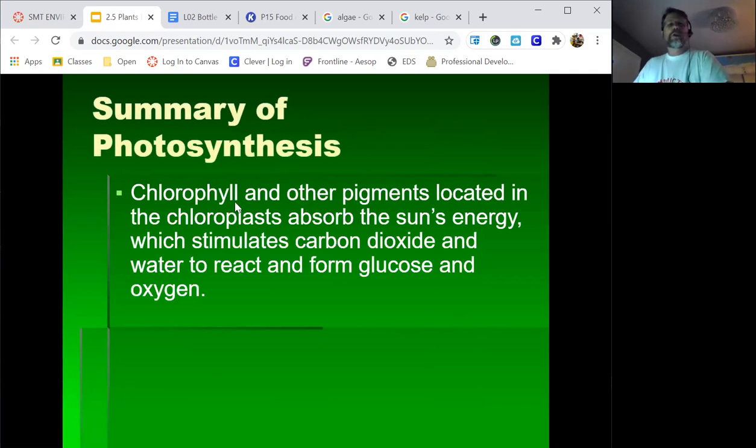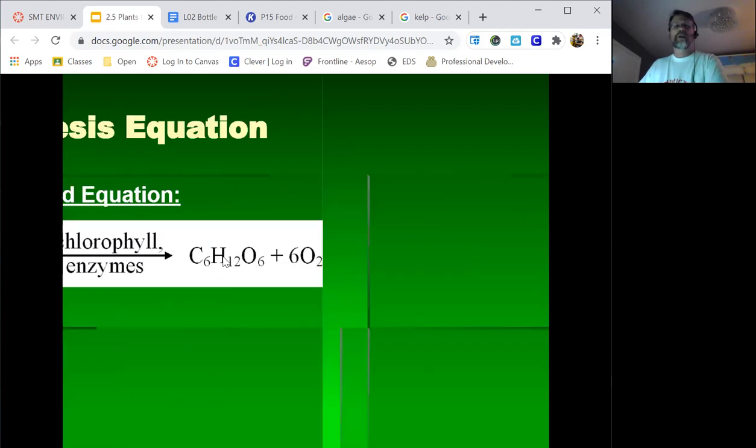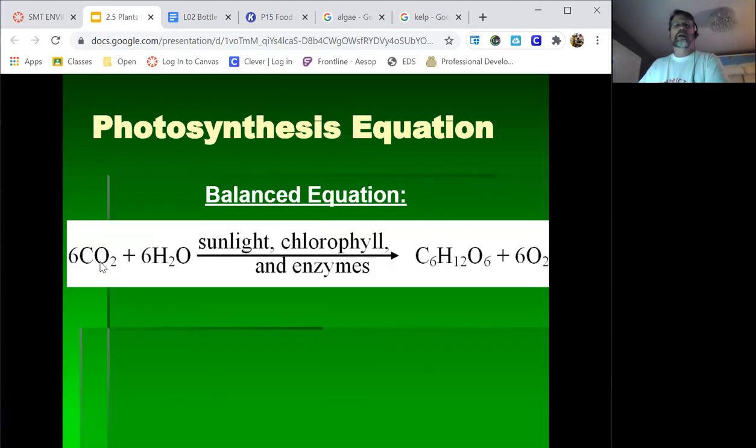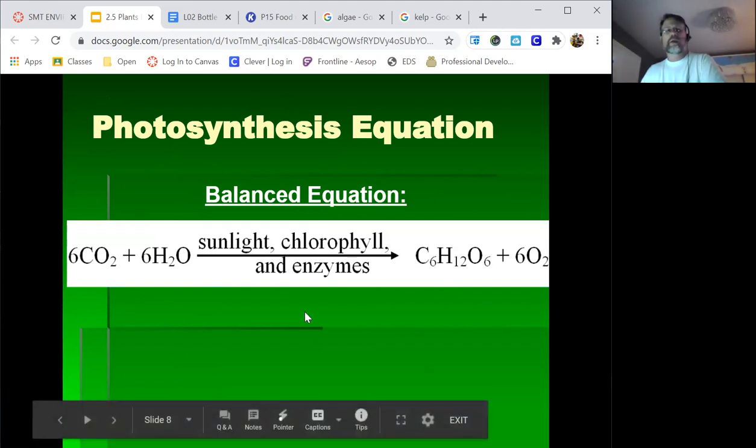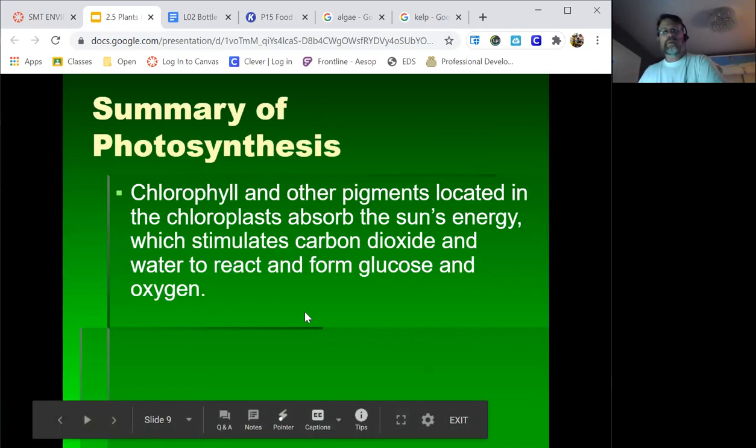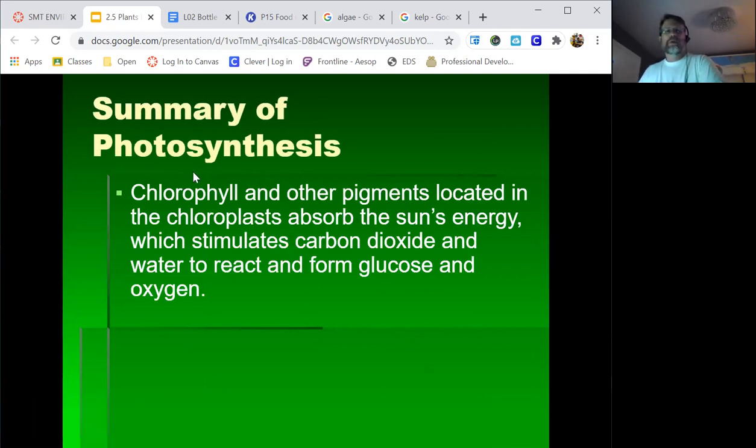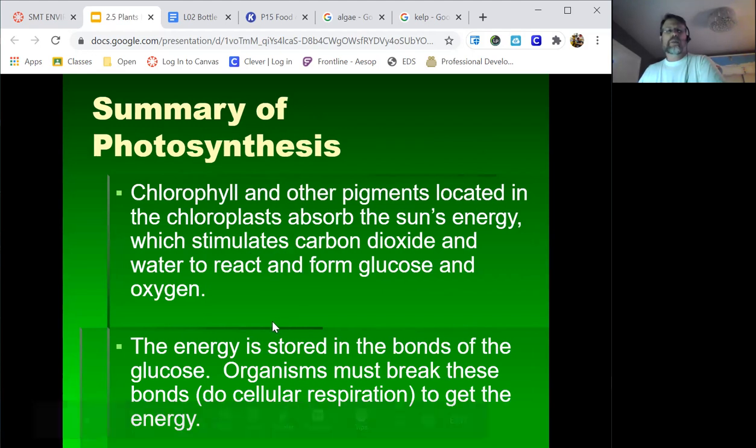Okay, so to put that into words, chlorophyll and other pigments located in the chloroplast absorb the sun's energy, which stimulates carbon dioxide and water to react and form glucose and oxygen. So this is just the sentence way of writing this. So you notice scientists tend to be lazy. They don't want to write out a big long sentence, so they try to summarize it and abbreviate it into this chemical reaction.